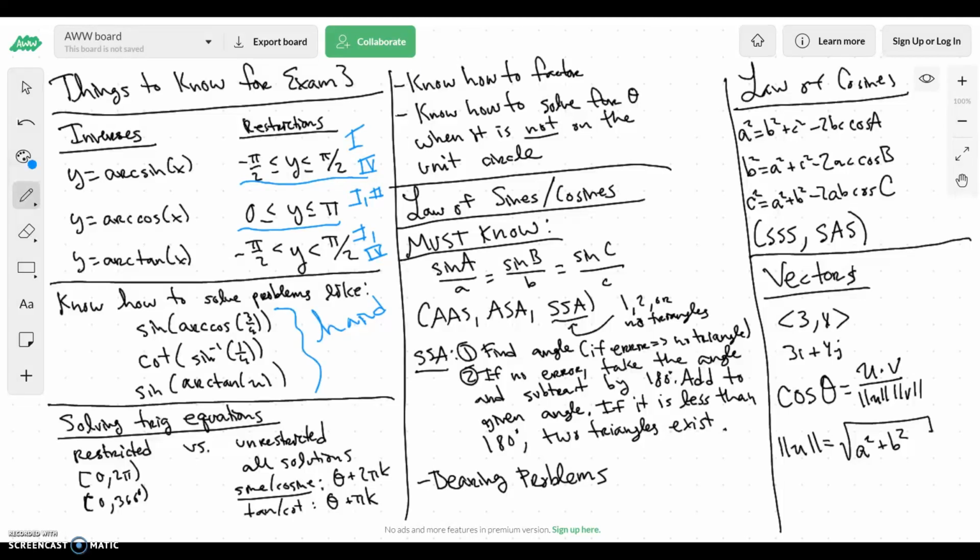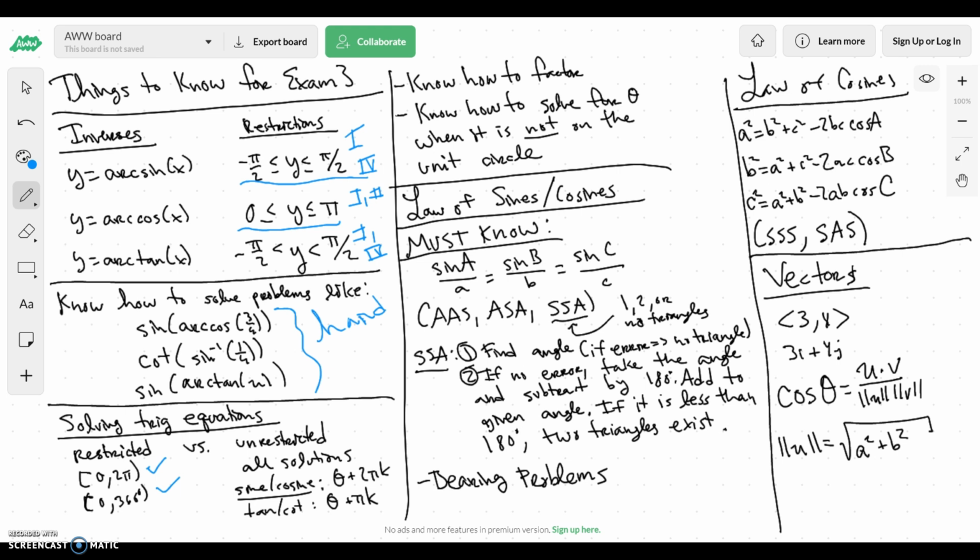Okay, so in addition to the inverse functions, you need to be able to know how to solve the trig equations, both restricted and unrestricted. So restricted means that you can only have them between a particular interval. So for example, from 0 to 2 pi, or from 0 to 360 degrees. Now in the exam, I'm not going to give you radians or degrees. You can use whatever you want, but just make sure that if you do restricted, you only give me the ones in those intervals.